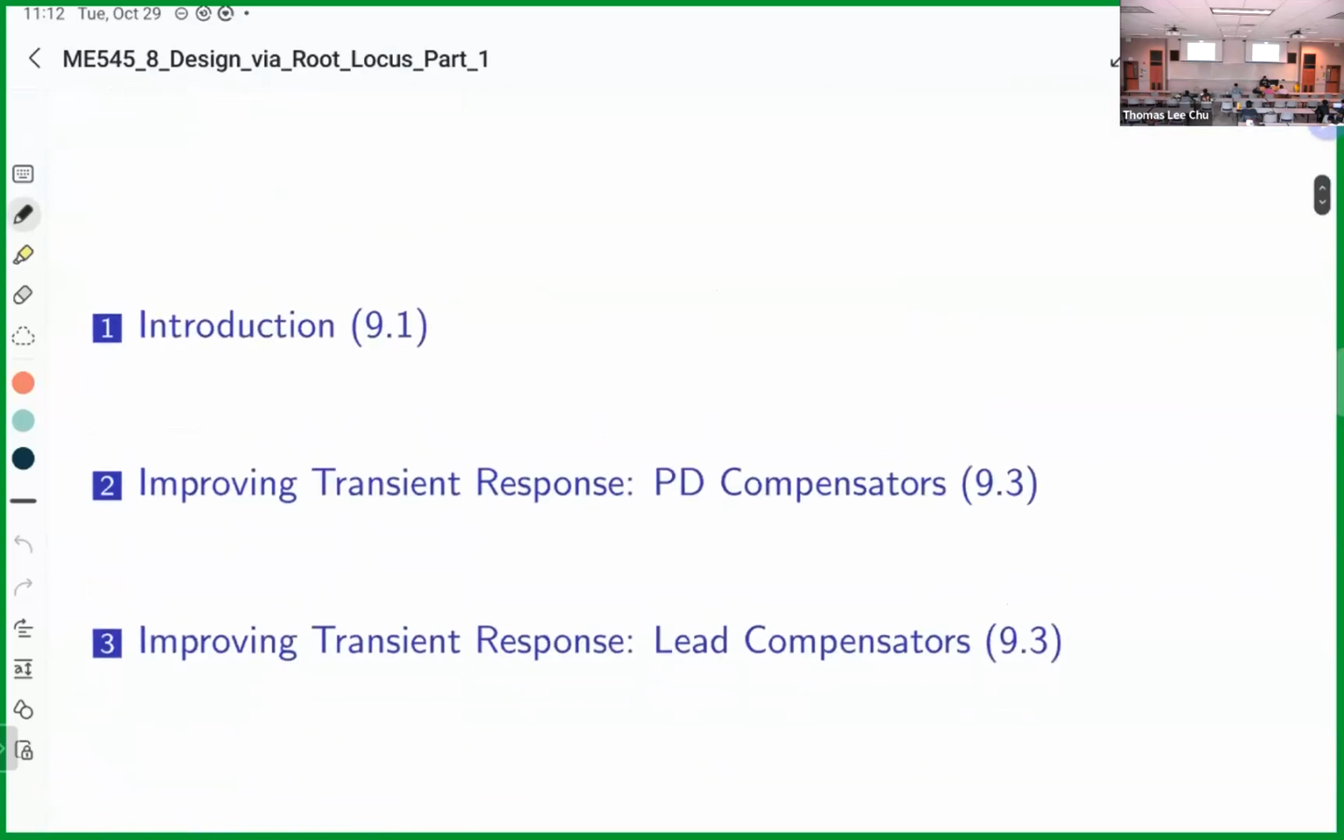So we're going to have an introduction, and then we're going to start with PD compensators, and then the equivalent version called lead compensators. And then in part 2, we're going to talk about PI compensators, or PI controllers, and lag compensators. And then we'll combine it into a PID and lead and lag compensator.